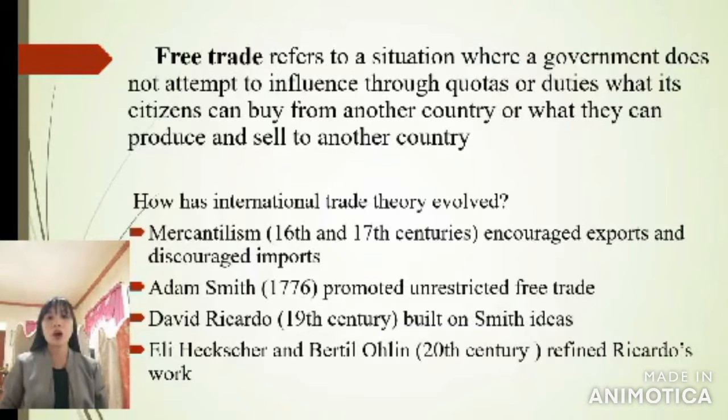So how has international trade theory evolved? Mercantilism encouraged exports and discouraged imports in the 16th and 17th centuries. Adam Smith promoted unrestricted free trade in the year 1776. David Ricardo built on Smith's ideas in the 19th century. Eli Heckscher and Bertil Ohlin refined Ricardo's work in the 20th century.